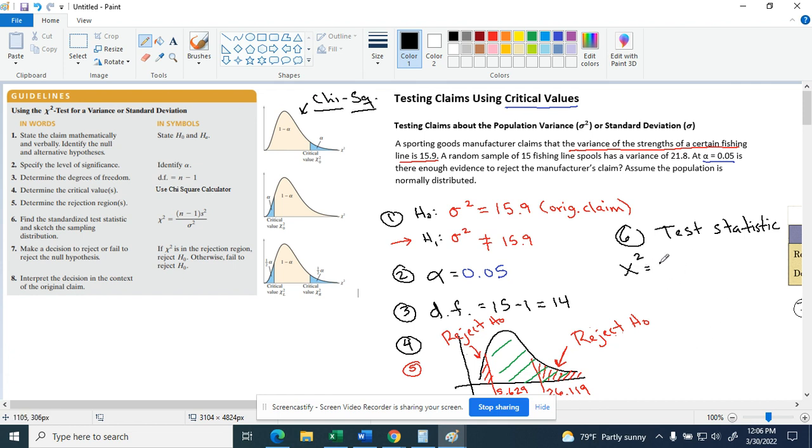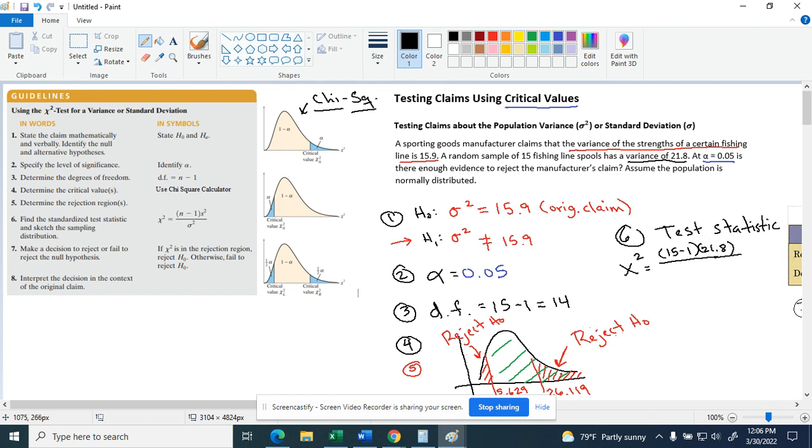Chi-square is equal, we have a fraction, parenthesis n is the sample size, 15 minus 1, because that's what it says there, times s squared. Okay, so I need to know what is the value of s. S is the standard deviation of the sample, I should say. But sometimes they don't give you the standard deviation of the sample, they give you the variance of the sample. So the variance here, you can see it right here, the variance of the sample is 21.8. So s squared, I'm going to replace it with 21.8.